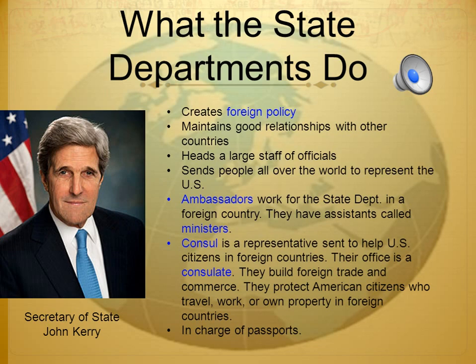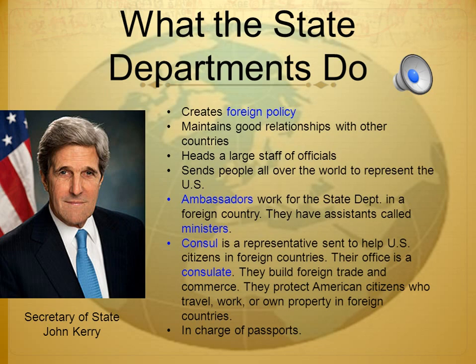In 2013, Secretary of State John Kerry took over. It was Hillary Clinton before that. Part of his role is to maintain good relationships with other countries. He heads a large staff of officials. He also sends people all over the world to represent the U.S. And we call these people, when they work in another country, ambassadors. And they work for the State Department. And they have assistants called ministers.